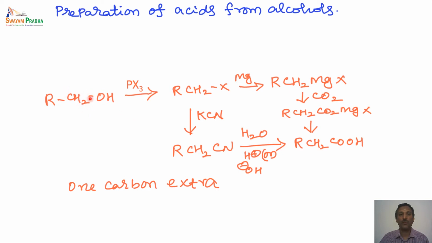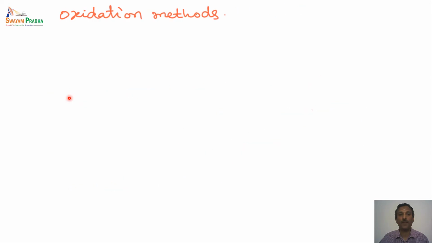So in the previous method what we have seen is the primary alcohol can be directly oxidized to carboxylic acid with the same number of carbon atoms using potassium dichromate under acidic conditions. When we follow this path we have one carbon extra. So these are the two different methods by which a primary alcohol can be converted to carboxylic acids.